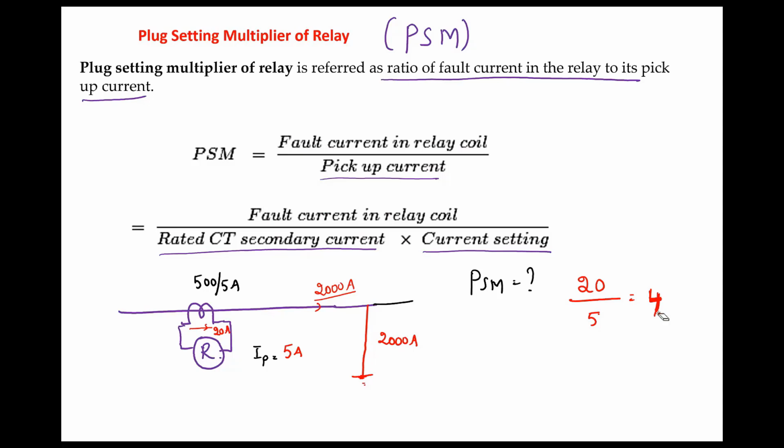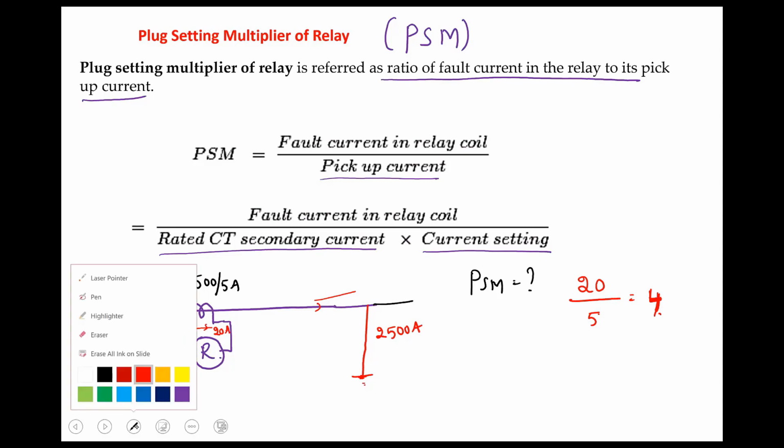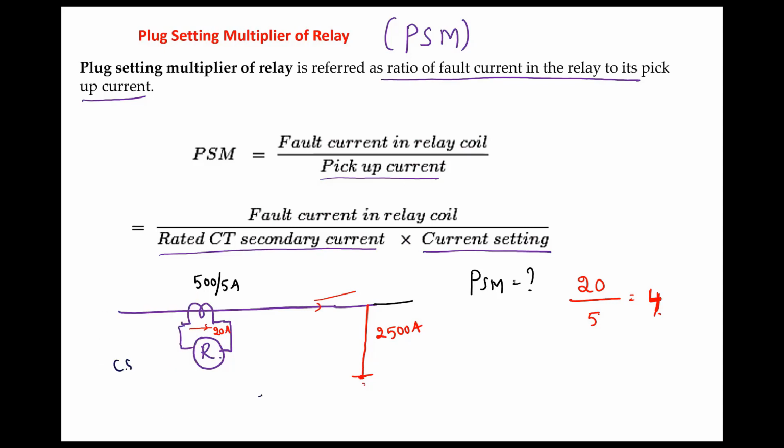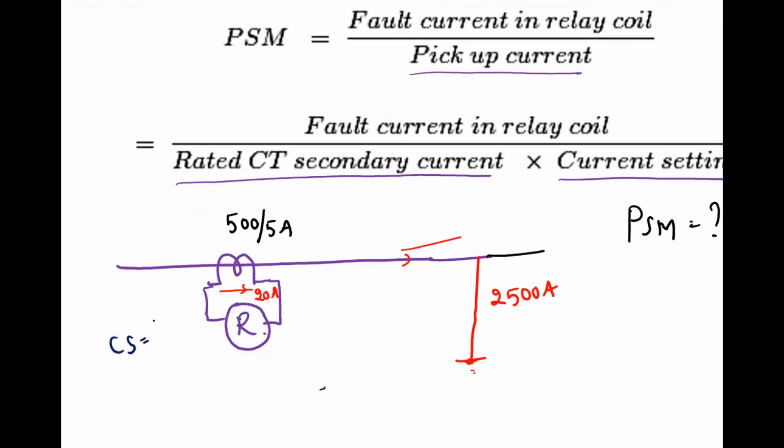So try to tell me if I give some other values. Now here my fault current is 2500 ampere and my current setting is say 125%. What will be the value of PSM? I want my plug setting multiplier PSM value. Tell me, anyone?